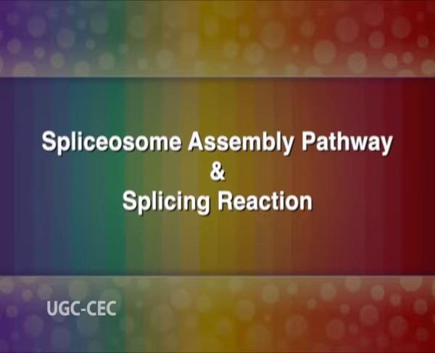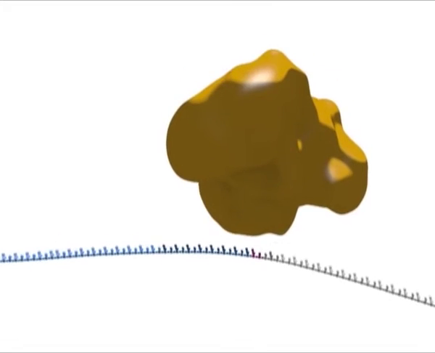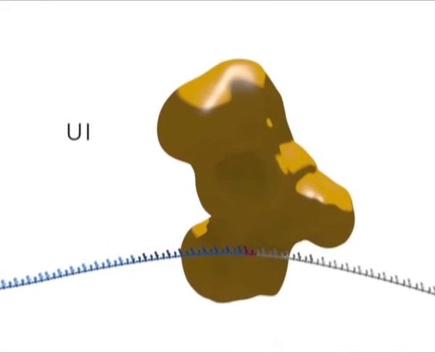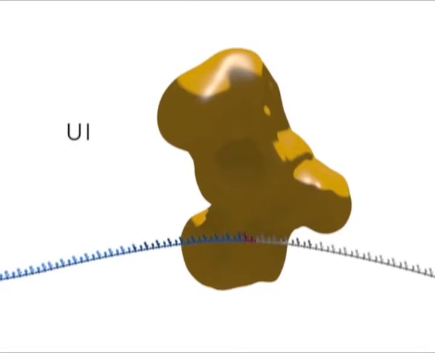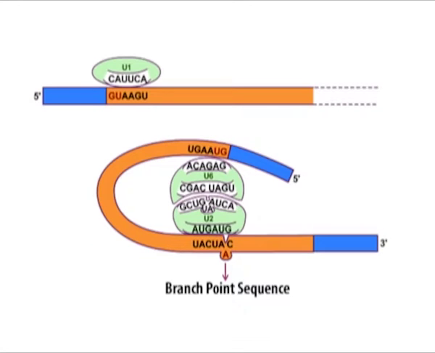Now, the spliceosome assembly pathway and splicing reaction. Evidence indicates that the U1 snRNP must bind at the 5' splice site prior to the initial cleavage reaction. This binding is primarily the result of base pairing between the 5' splice site consensus sequence and a complementary sequence at the 5' end of U1 snRNA.